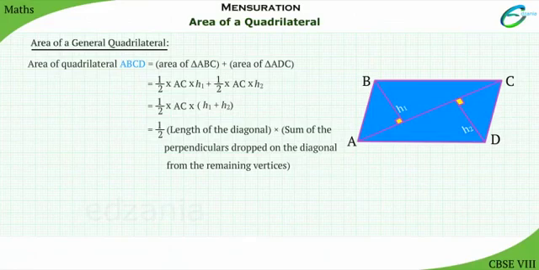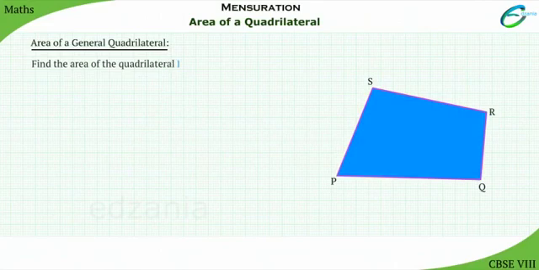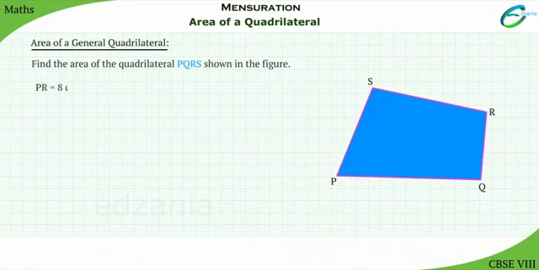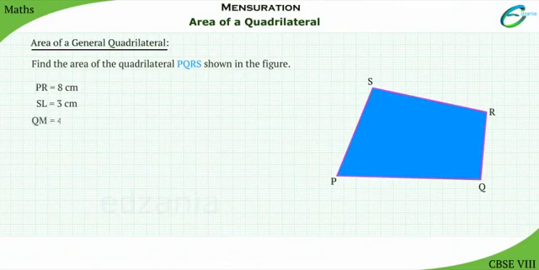Let us solve a problem now. Find the area of the quadrilateral PQRS shown in the figure. Given PR is equal to 8 centimeters, SL is equal to 3 centimeters, and QM is equal to 4.5 centimeters.